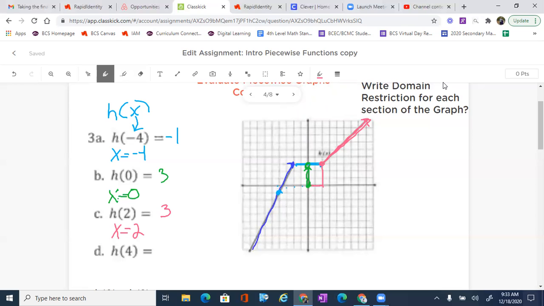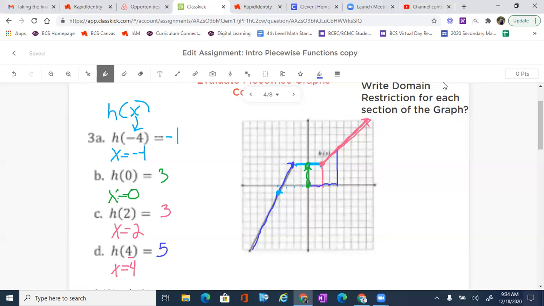And then the last one, which is h of 4, that tells us that x equals 4. So we're going to follow that out on our graph. And I'm going to say 1, 2, 3, 4, and I'm going to count up 1, 2, 3, 4, 5. So it looks like h of 4 would be a value of 5.